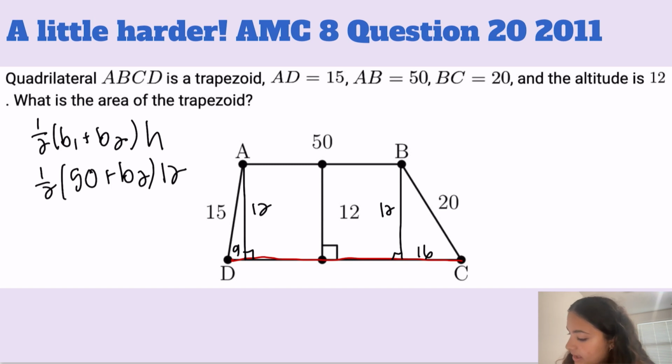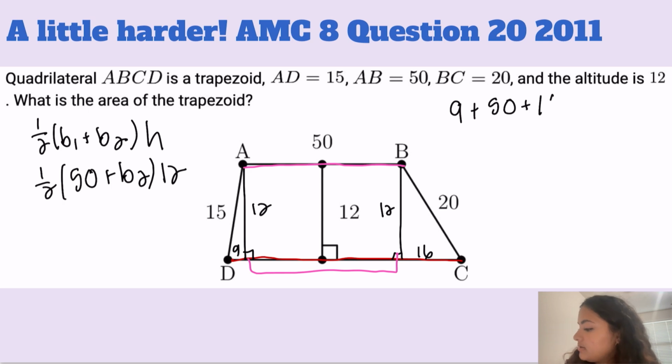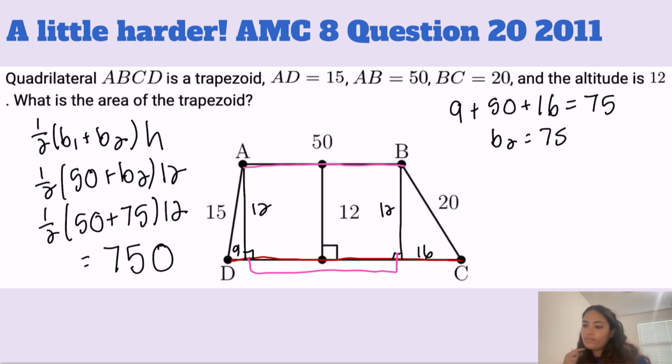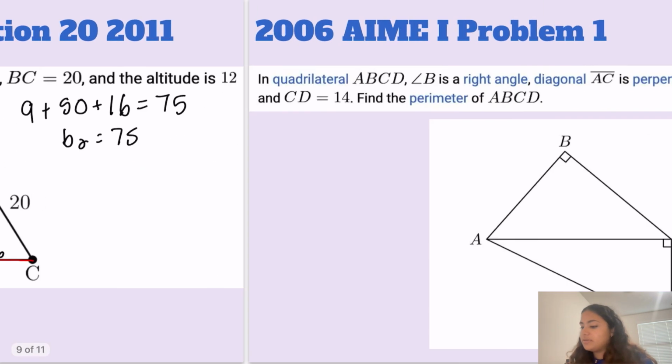And we can see that AB is equal to this length, which would make B2 equal to 9 plus 50 plus 16, which is 75. So in that case, B2 is equal to 75. If we plug that into our equation to solve for the area, we get that the final answer is 750. So we can see how knowing our Pythagorean triples just saved us a lot of time in solving this question.